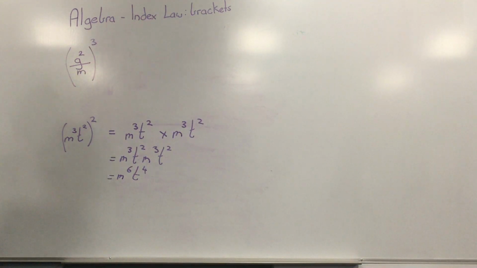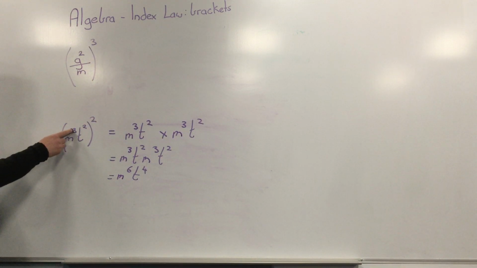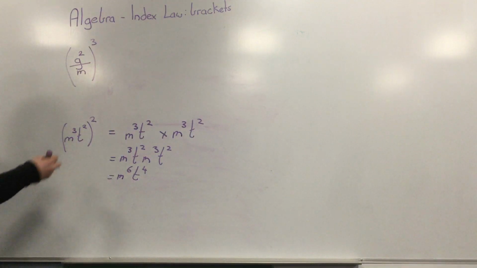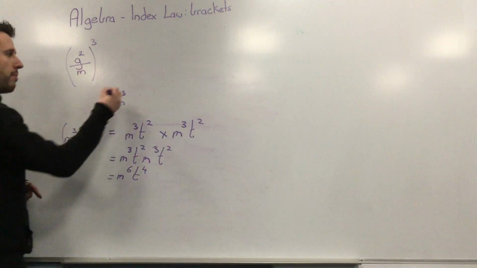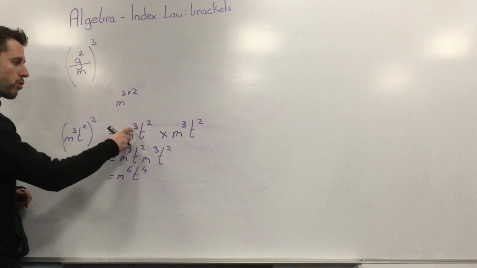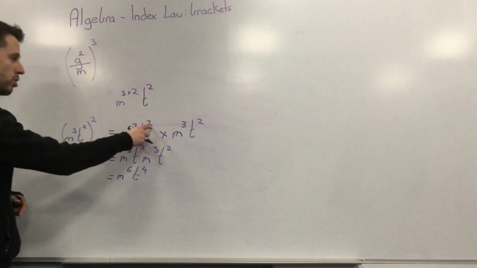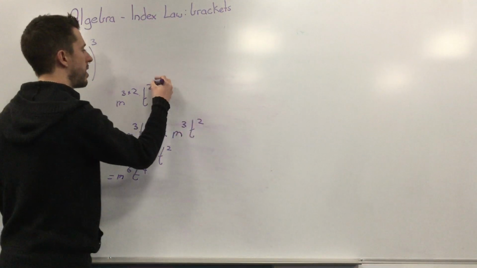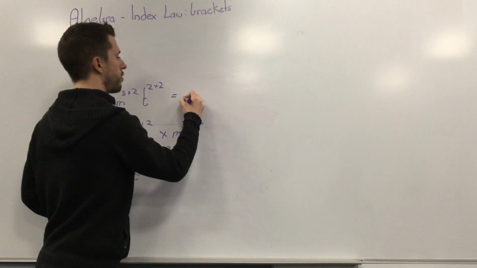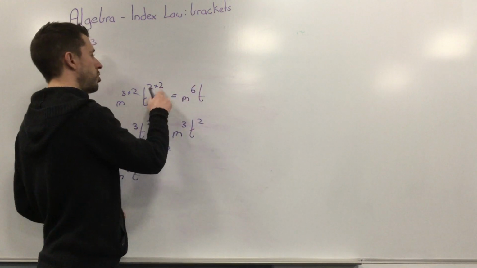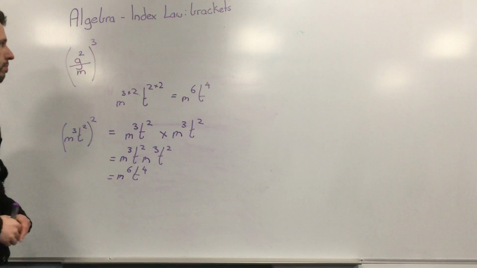Another way I could have thought about it is, because this is squared, this squared applies to both the 3 and the 2. So I could have just gone m to the power of 3 times 2, because we've got two groups of 3, one group of 3 plus another group of 3, and then t to the power of 2, and I've got another group, so I'm timesing that by 2, which equals: 2 times 3 is 6, so I've got m to the power of 6, and t is 2 times 2 is 4, so t to the power of 4, which is exactly the same answer we got.